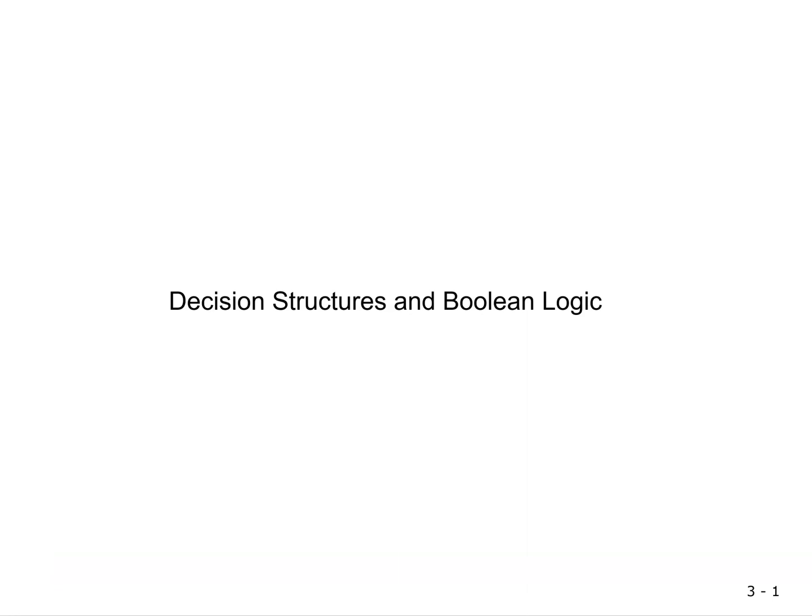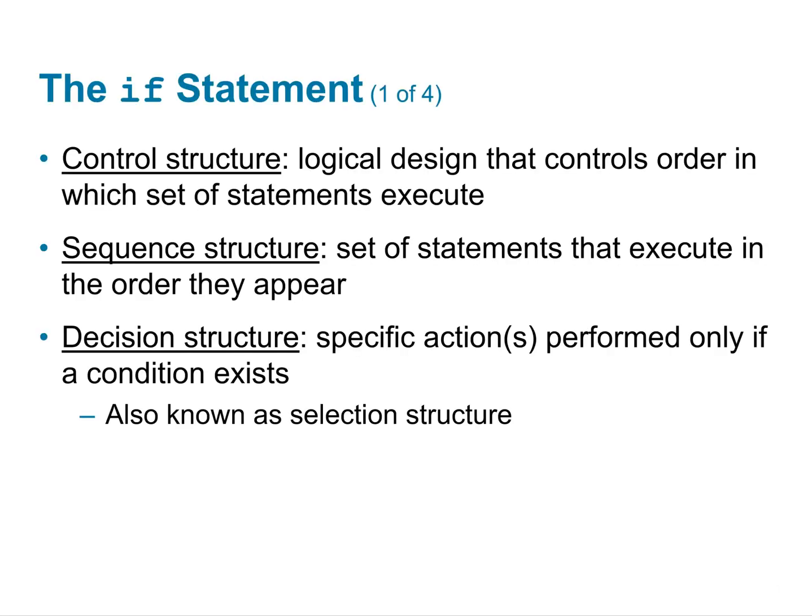In this video, we're going to discuss decision structures and Boolean logic. Basically, this has to do with how we choose between multiple paths based on some decision we have to make. So, the way we do this choice is with the if statement. It is called a control structure, and it's a logical design that controls the order in which a set of statements execute.